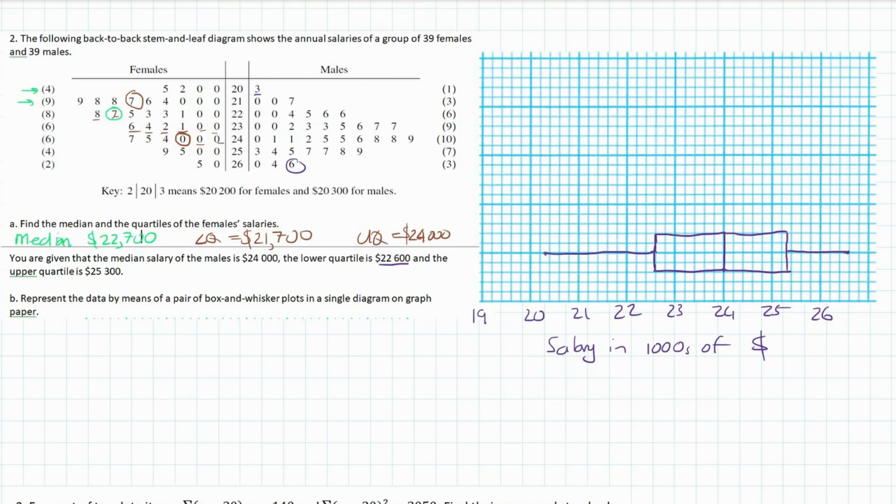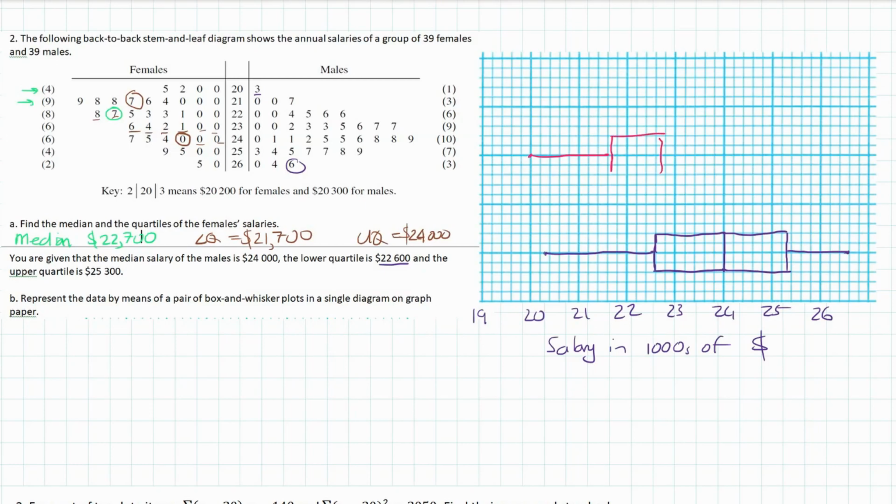Okay, so the lowest value for the females is 20,000, so slightly lower there. And then the lower quartile is 21,700. So where's 700? That's about here. I haven't quite got that right. It's quite hard on this tablet. Okay, join that up there. Then we go to the median. The median is 22,700, so 22,700 is here.